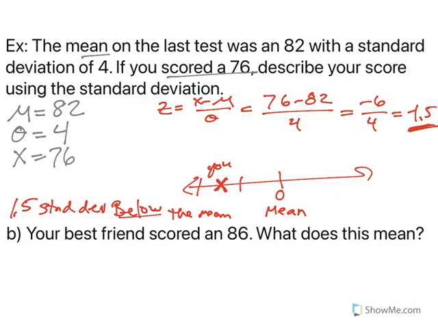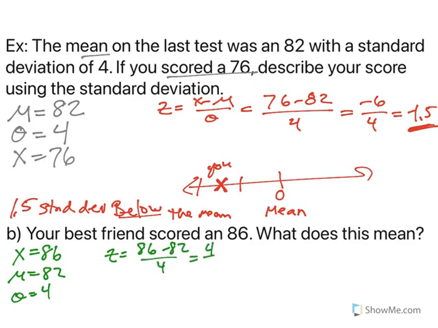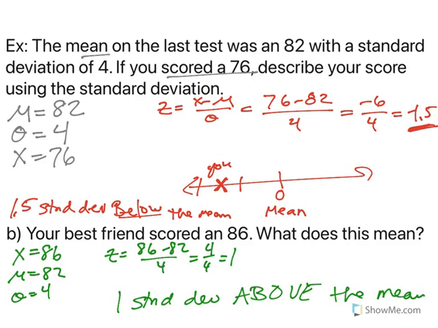Now, in part B, your best friend scored an 86. So what does this mean? Well, if x is 86, we still have the same mean of 82 and a standard deviation of 4. So 86 minus 82 over 4 means we have 4 over 4, which is 1. So your best friend scored 1 standard deviation above the mean, right? And it's above because it's positive. Again, 1 is over here, and this is where your best friend is. So that's 1 standard deviation above the mean.